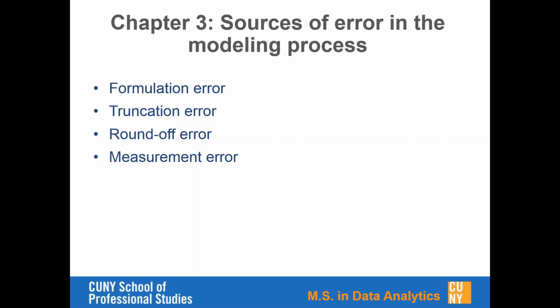And also roundoff error, which is very similar to truncation. Truncation is probably more about the data truncation, but roundoff error is more about the precision of the data. And then measurement error. Measurement error is trying to gauge how good the data collection process is.